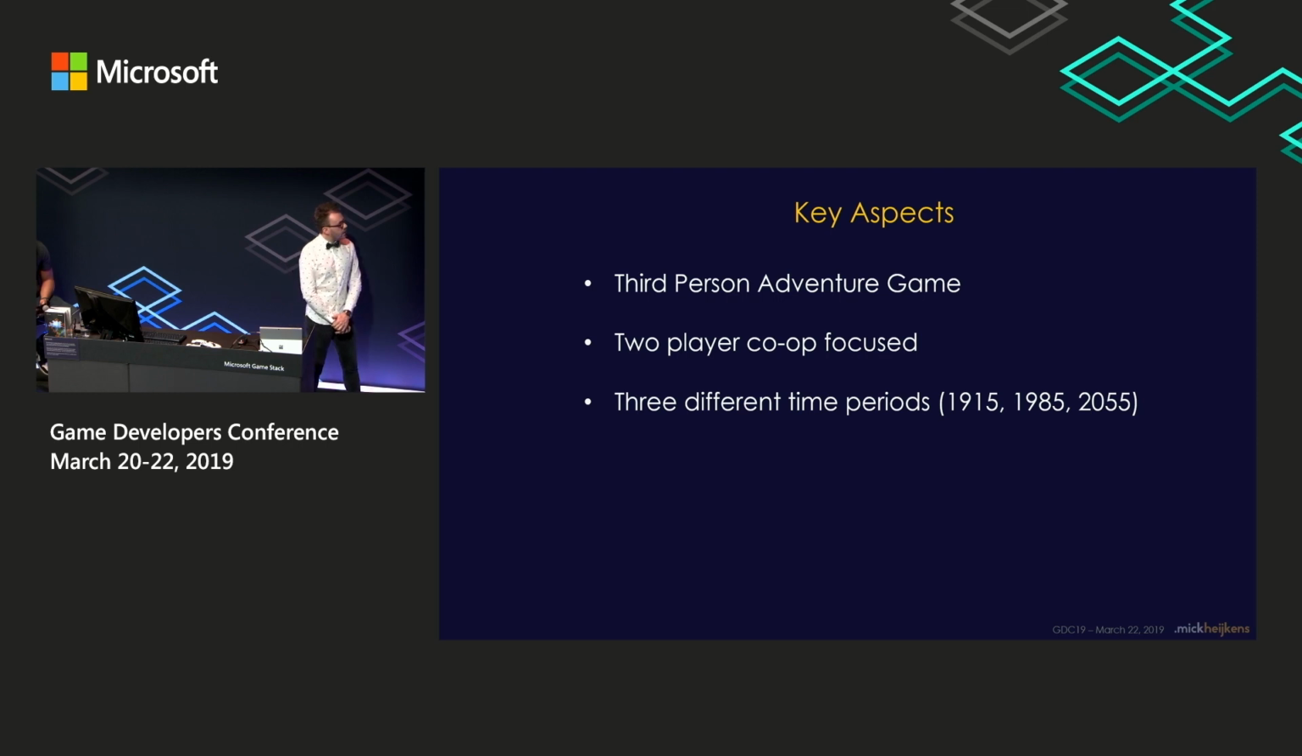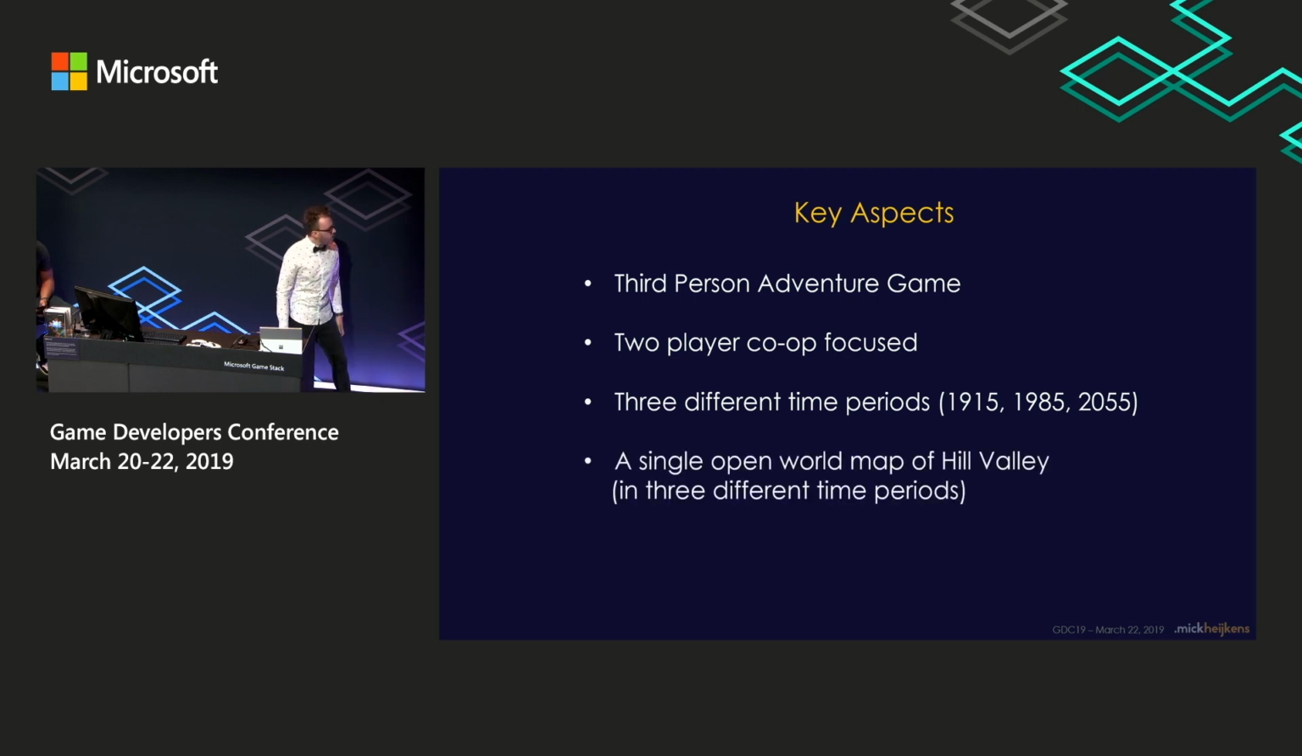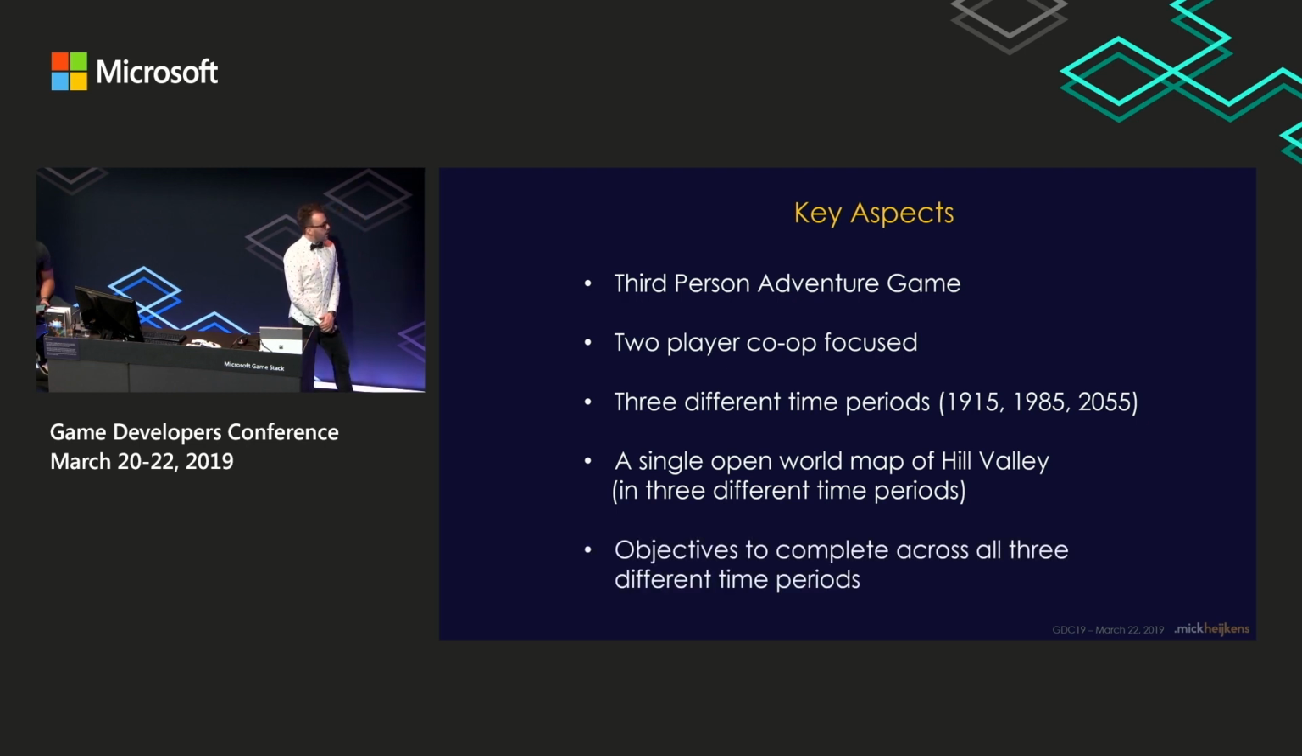The game takes place in 3 different time periods. For the past, we chose 1915. For the present, we chose 1985, just like the franchise in the movies. And for the future, we chose 2055. The game features a single open-world map of Hill Valley across all 3 time periods, of course. The mission or goal for the player is to restore the backpack by finding parts, and you do that by completing different objectives across all 3 time periods.